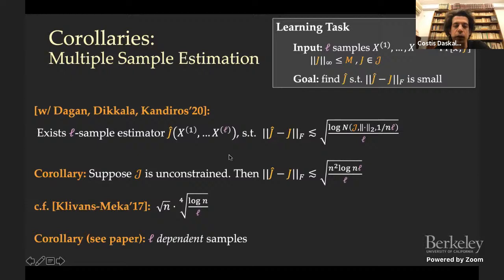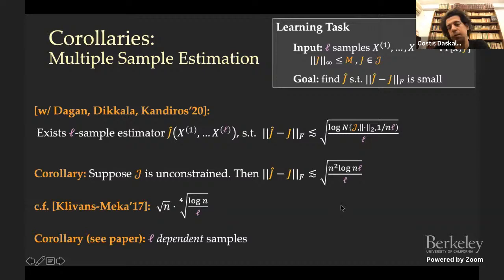Moreover, you don't really need to assume independent samples. You can get similar rates even if you don't have L independent samples, but you have L dependent samples. In the paper, for example, we give one example where you have interspatial as well as intertemporal dependencies between samples, so you get different slices. Every slice is an Ising model, but all the slices are temporally also dependent. And you can still arrive at such types of guarantees.